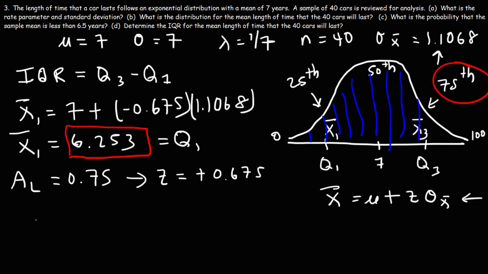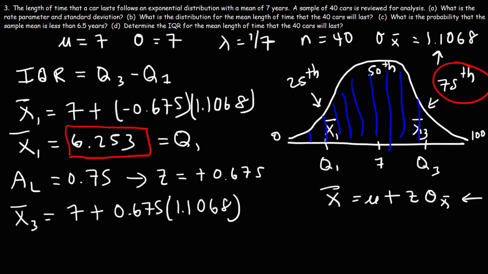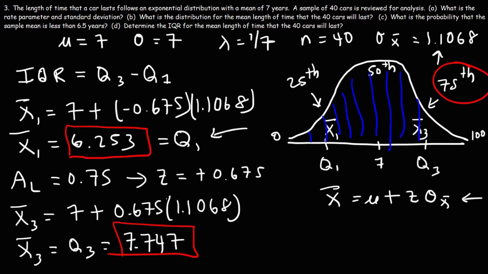So using this formula again, we could say that x bar 3 for the third quartile is going to be the mean, mu, plus z of 0.675 times the standard error of 1.1068. So the third quartile is equal to 7.747.